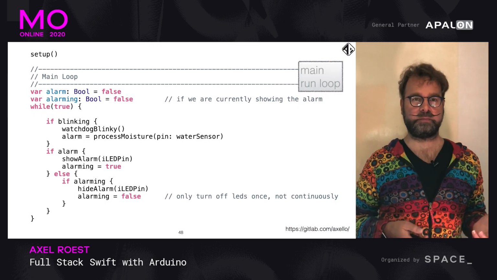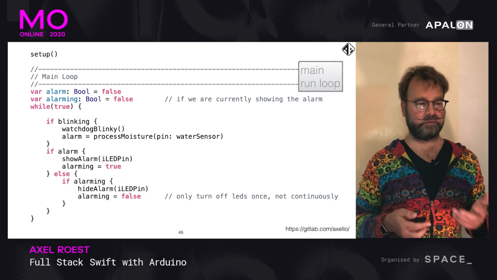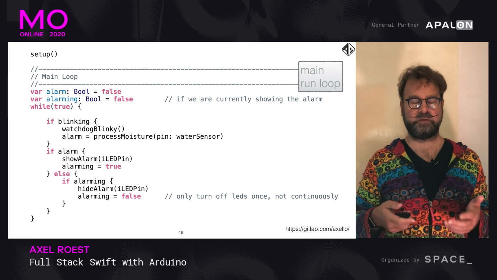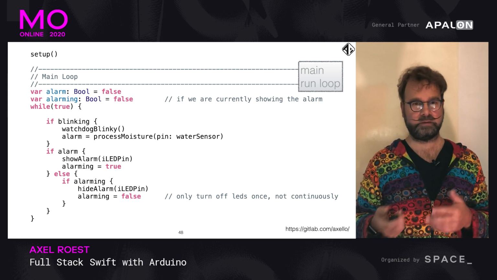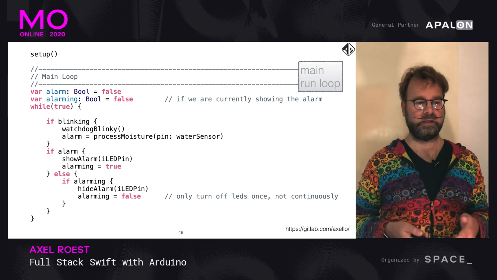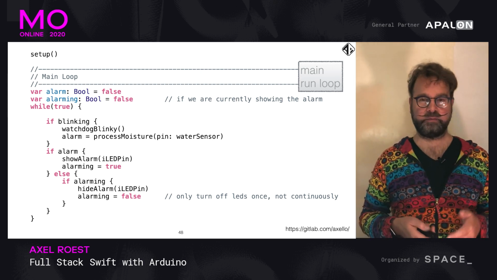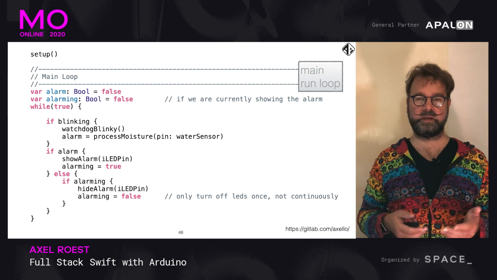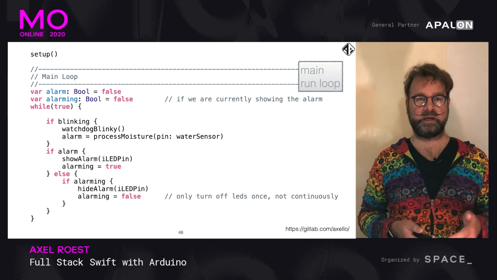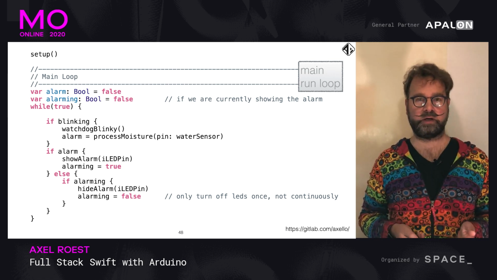Then, after the setup is done, the main run loop is very easy. I determine if the blinking is set by the interrupt callback routine, and then I do a measurement and I light up the LED. And when the alarm is triggered by the moisture measurement, I'll do a different routine and I'll show the alarm, which is a red LED.